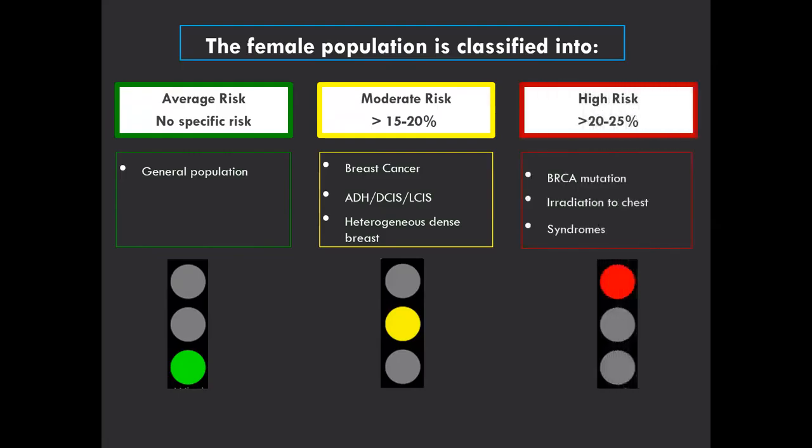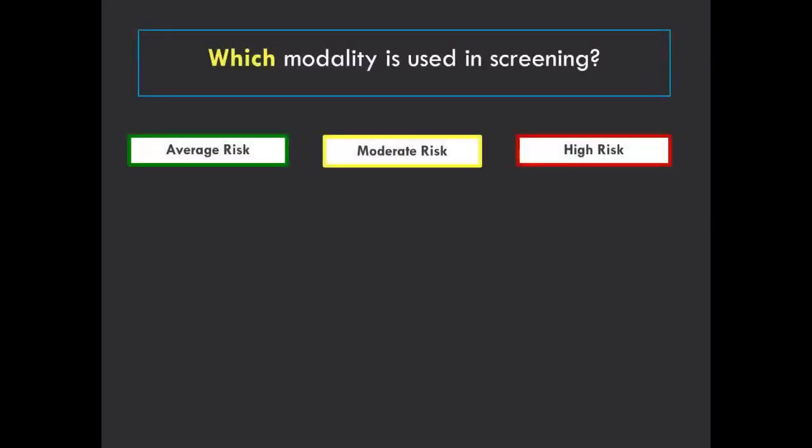The third group is the high-risk individuals who have a risk which is 20 to 25% higher than the general population, and these include patients with a BRCA gene mutation, patients who have received direct irradiation to the chest while they were young, and patients who have specific syndromes which combine lesions in the endometrium, the ovary, and the GIT with breast cancer.